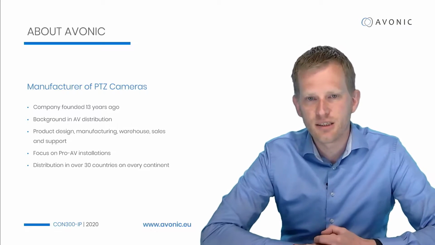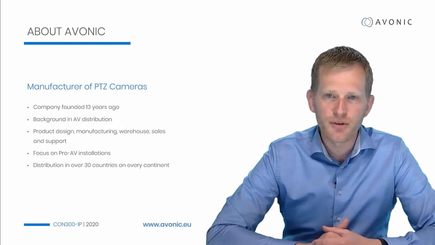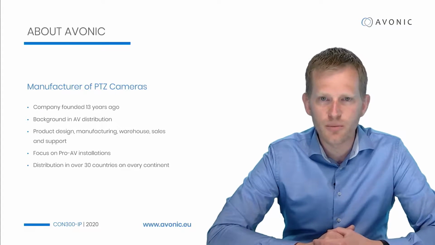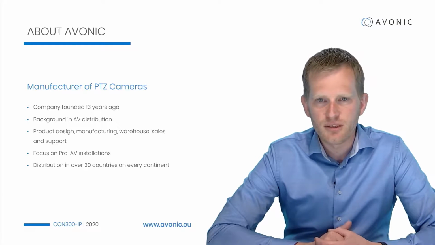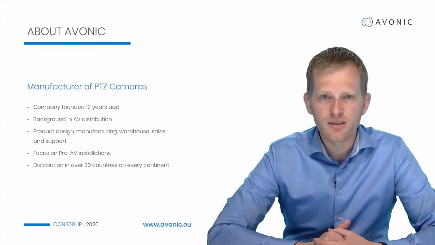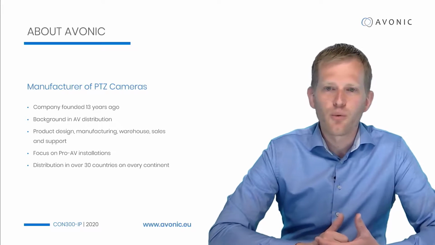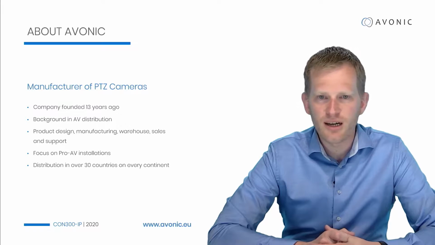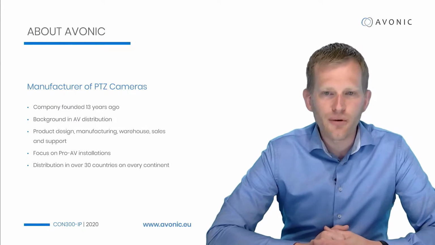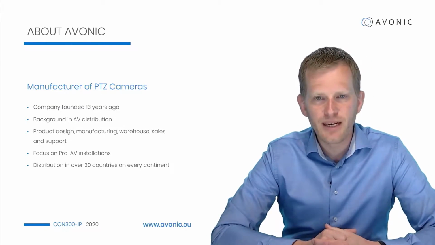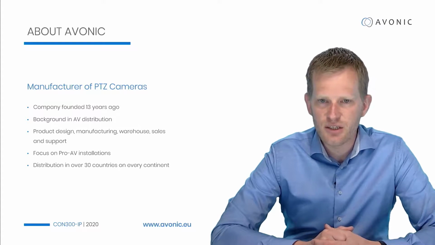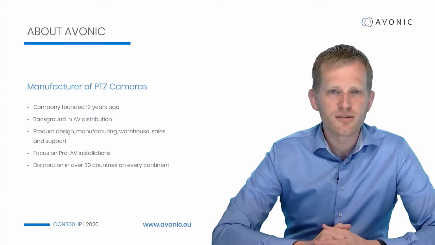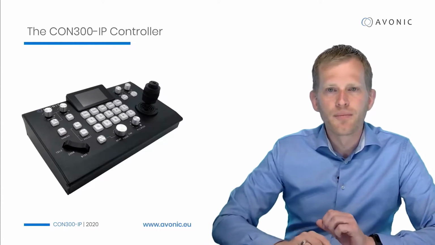So Avonic is a company. It was founded about 13 years ago, and we have a background in AV distribution, so we used to sell other brands, and from there evolved into producing our own cameras. We do the product design, manufacturing, warehousing, sales and support all the way from the Netherlands, which is where our headquarters is located. We have a focus on Pro AV installations, so our products are mainly designed to be used in fixed installations. And currently our brand is distributed in over 30 countries on basically every continent.